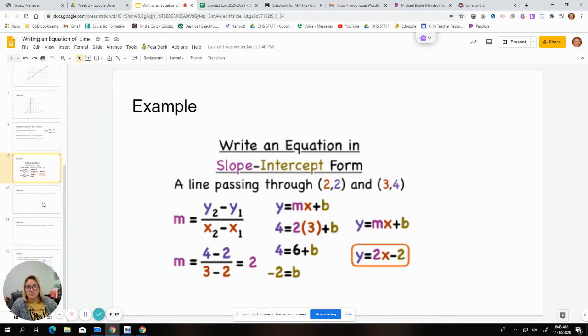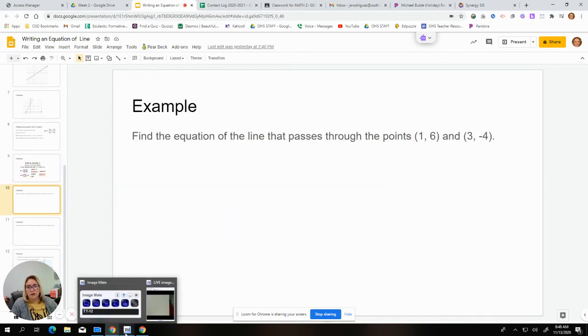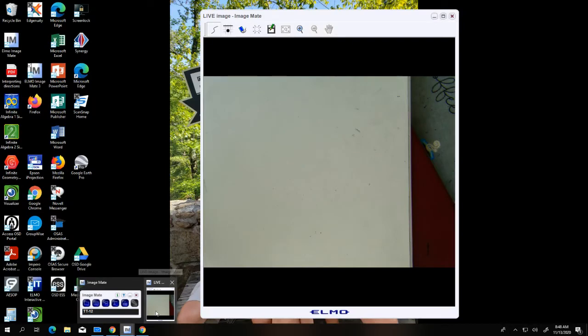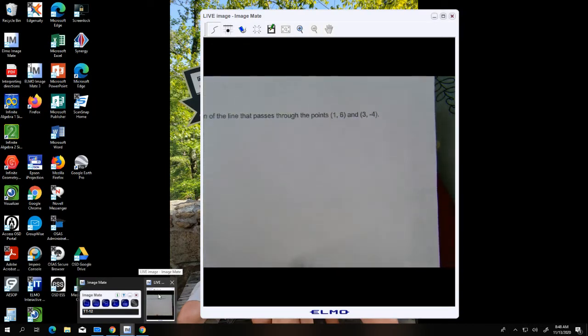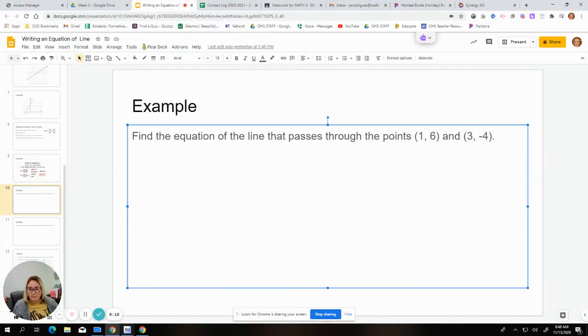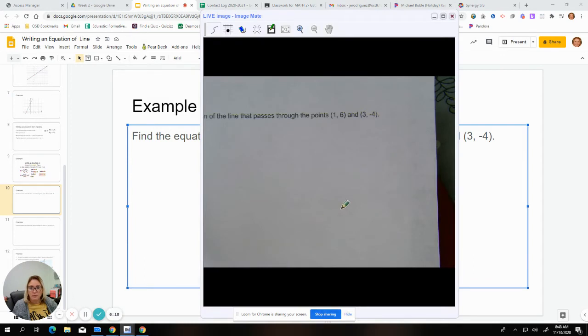If you are a person who likes to screenshot things on your phone for future reference, this would definitely be one I would screenshot. All right, so we're going to find the equation of the line. So I'm actually going to pull this back up so that we can walk through step by step what we are doing.